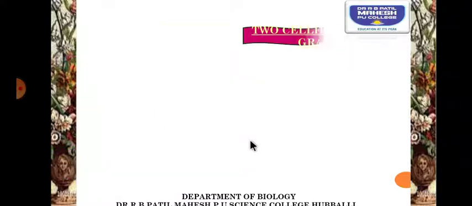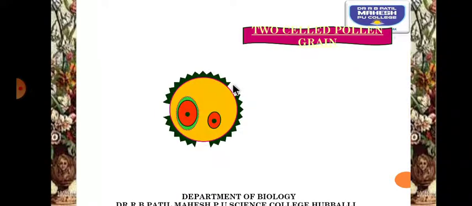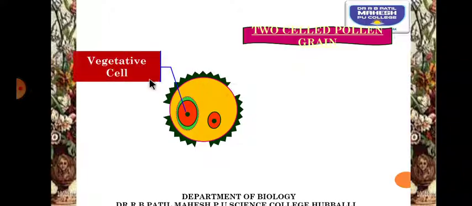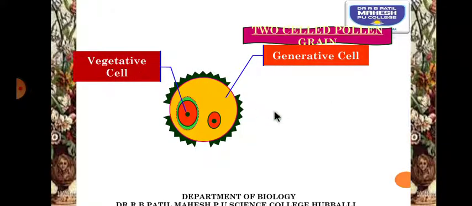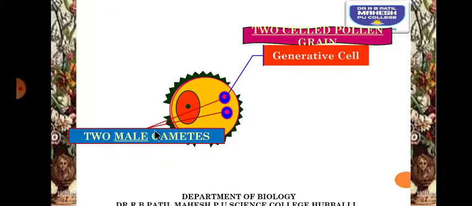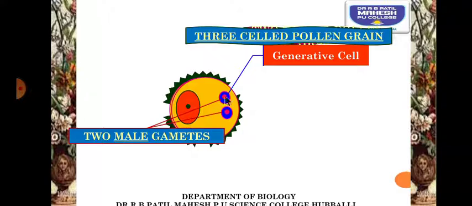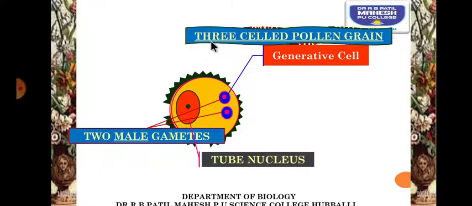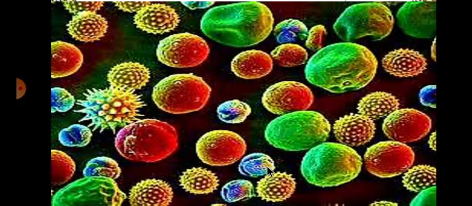Now, further there will be cell division to form male gametes. The generative cell will divide to form two male gametes, and the vegetative cell will nourish the developing gametes. Now this becomes a three-celled pollen grain. The vegetative cell nucleus functions as a tube nucleus and helps in the formation of the pollen tube.